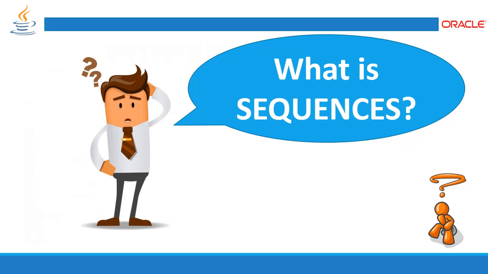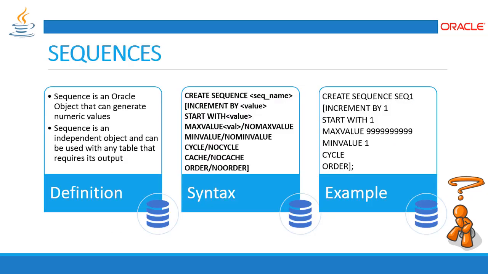So that's where the sequence comes in. Oracle provides an object called a sequence that can generate numeric values. So a sequence is an Oracle object that can generate numeric values automatically. A sequence is an independent object and can be used with any table that requires its output.